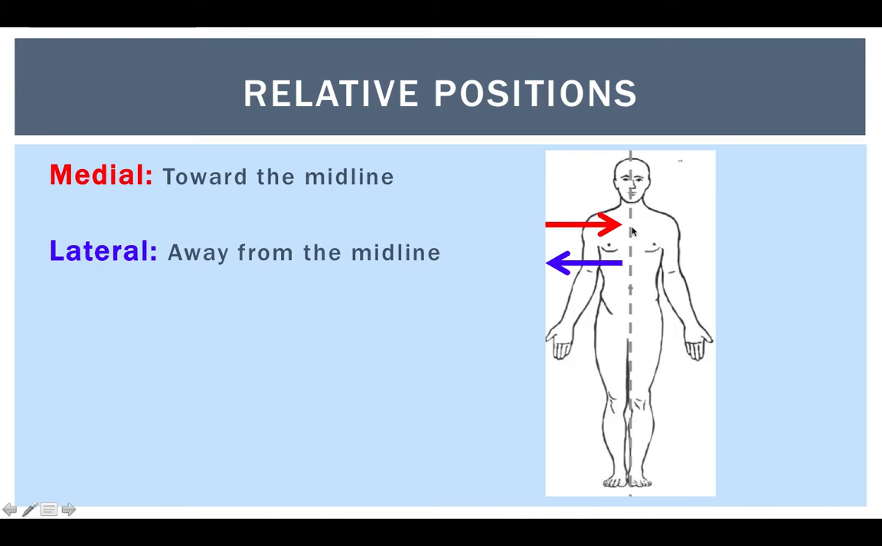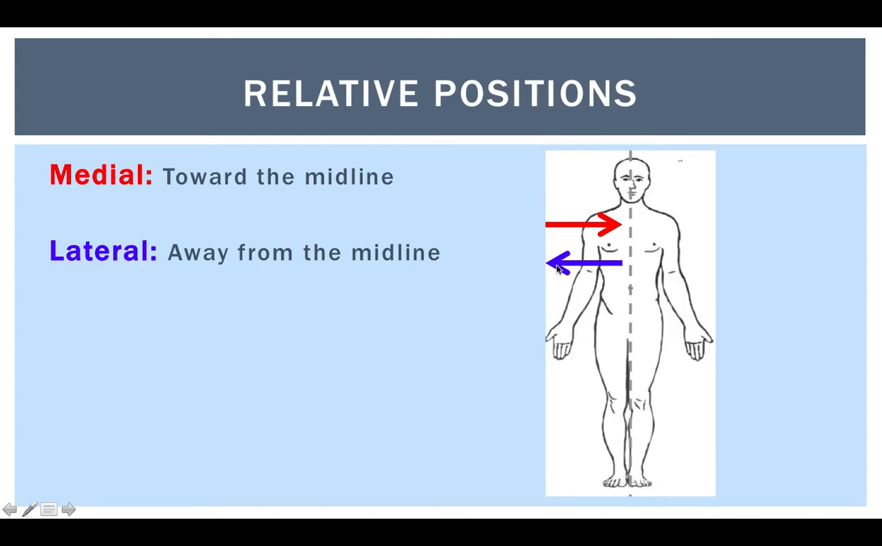Medial and lateral. So remember this midline, which is in gray. Medial means we're moving toward the midline. Lateral means we're moving away from the midline. And so if you come up here on the shoulder, I'm moving medially toward the midline until I get to the midline. Then I cross over, and now I'm moving away from the midline, so I'm moving laterally. So medial is toward the midline, lateral is away from the midline.